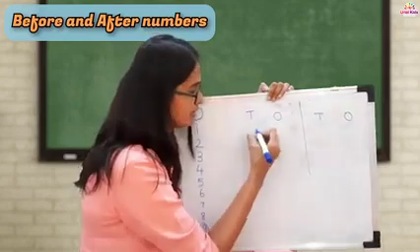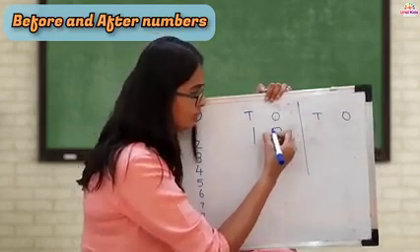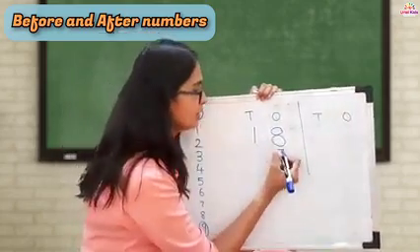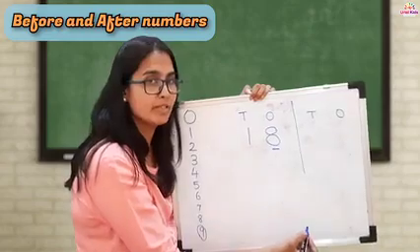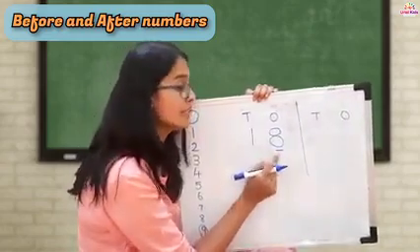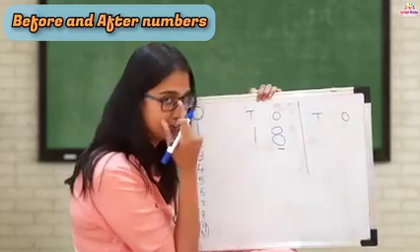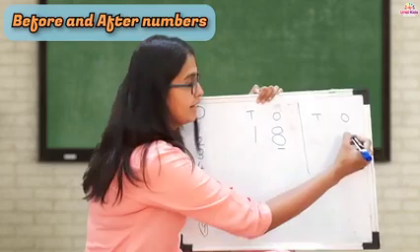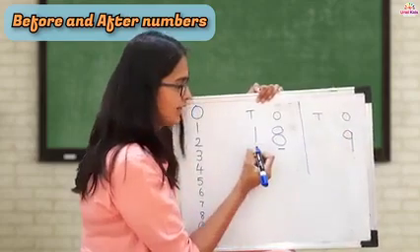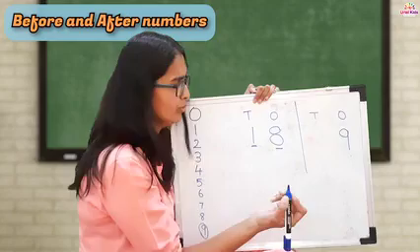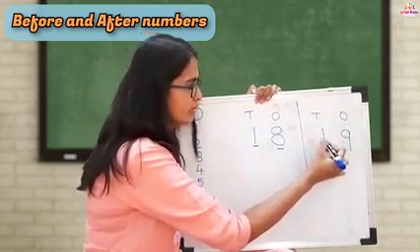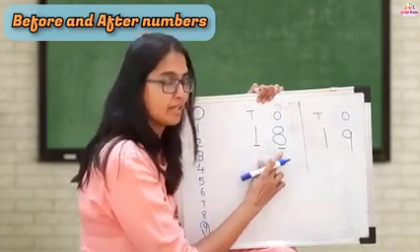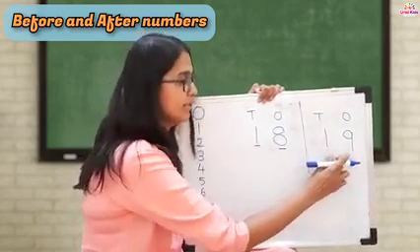Okay, so now let's write the number 18. Now let's find out what number you find in the ones place. It is 8. So what number comes after 8? After 8 it is number 9. So I'm going to write 9 here. And are we going to change this number? No, we are not going to change this number. We are going to keep it as it is. So the number that comes after 18 is 19.